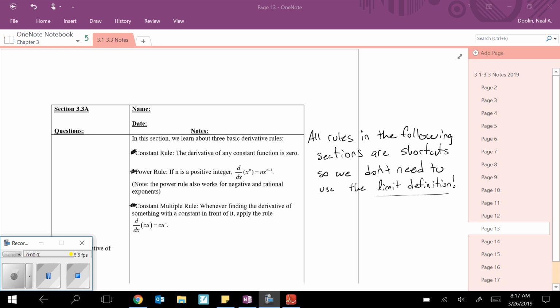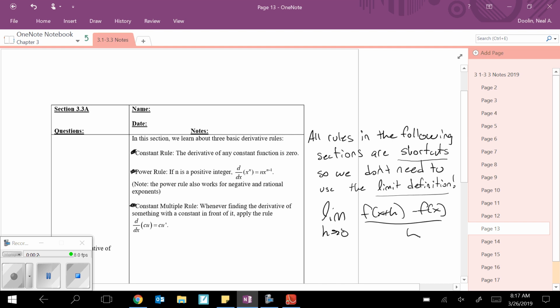Hi everyone. In this section, we've got a whole bunch of rules for calculating the derivative of a bunch of different functions. The good news is, for the most of the rest of this chapter, I'm just going to be teaching you a whole bunch of rules and shortcuts so you don't have to use that limit definition to calculate the derivative anymore.